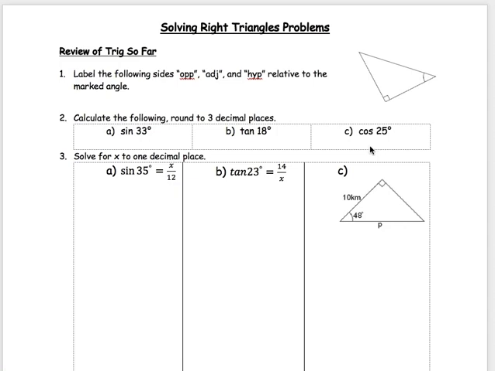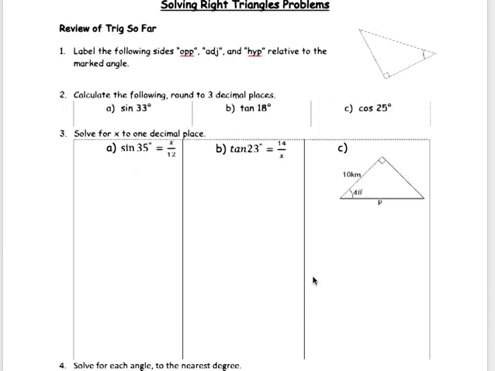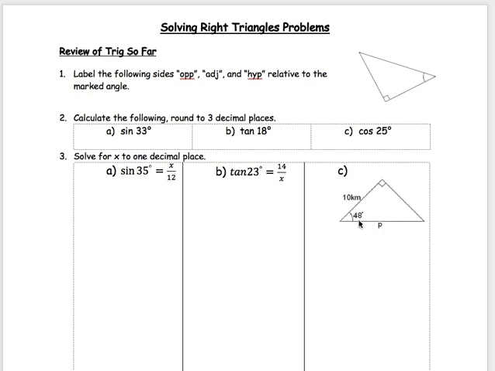So I'm going to do a review of the stuff that we've covered so far. For example, you should know how to label the sides. You should know how to calculate sine, cosine, tangent of some number. You should be able to find the missing sides. And what else? The other thing that we've covered is finding the missing angle. Okay.